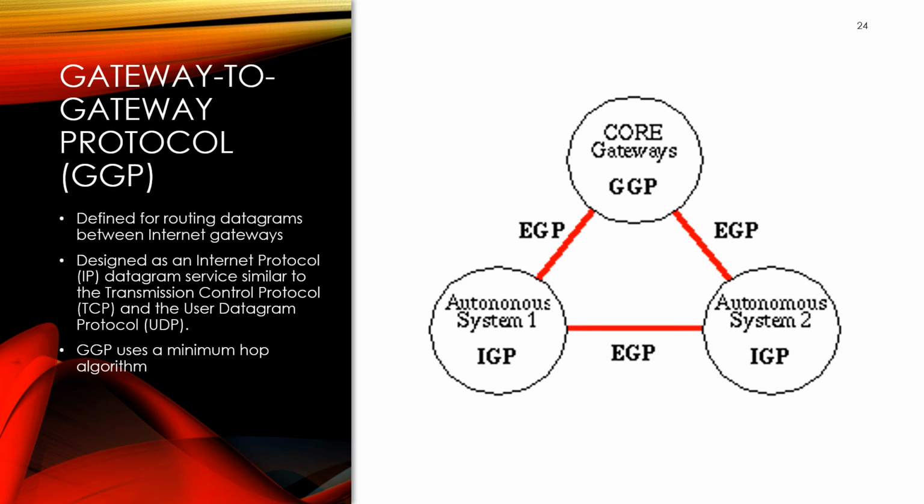And GGP uses a minimal hop algorithm which measures the distance in router hops. So a router is defined to be 0 hops from directly connected networks, and 1 hop from the networks that are reachable through one other gateway. The protocol implements a distributed shortest path methodology. So it finds the shortest path.